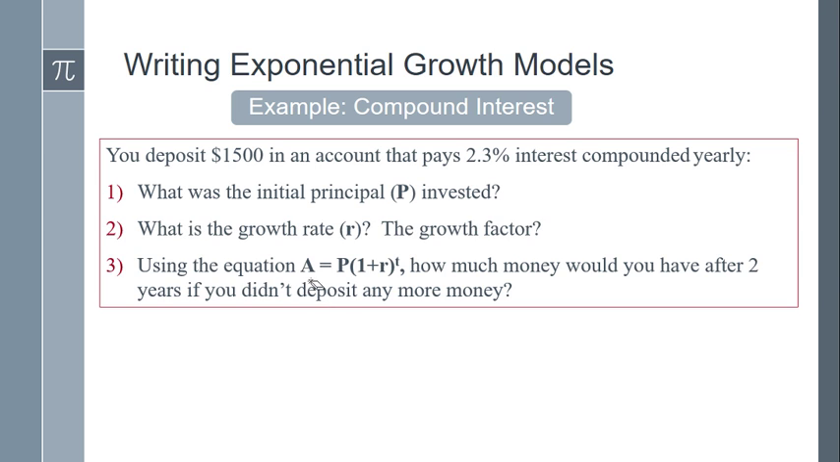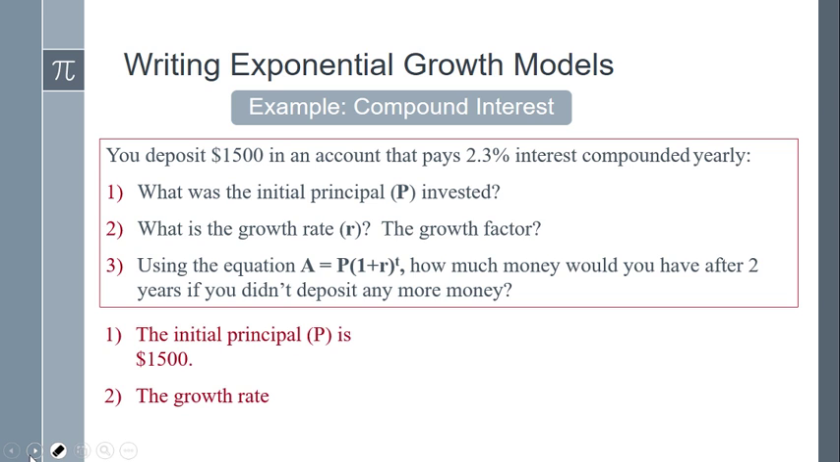And you notice that this is nothing more than the exponential growth model, where I've written P for the principal instead of A as the initial amount. And our input variable is going to be T for time, because we want to know how many years we will have, with the initial principal being $1,500, right?